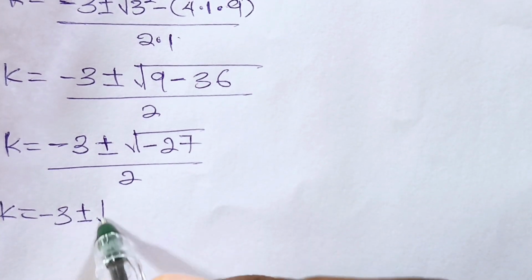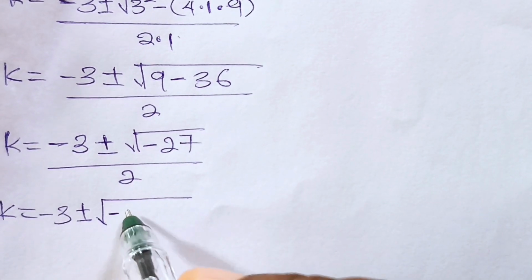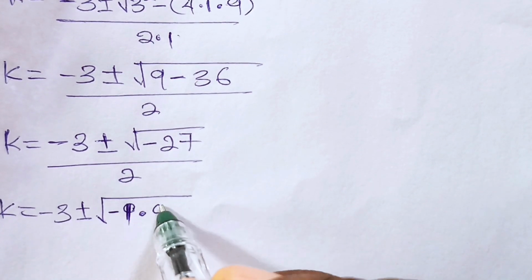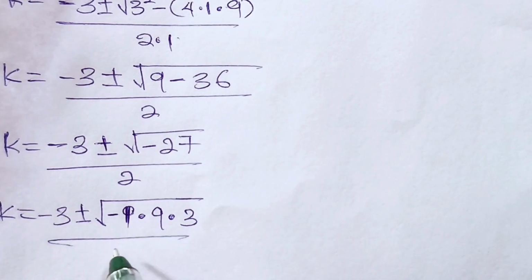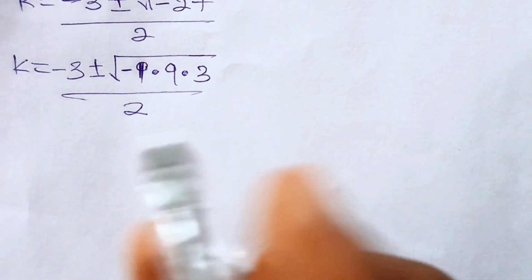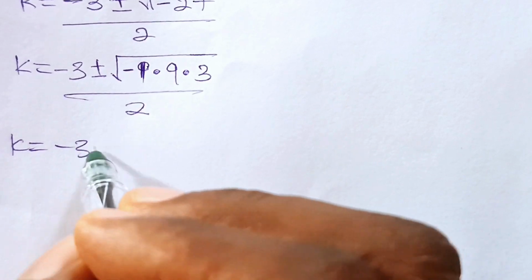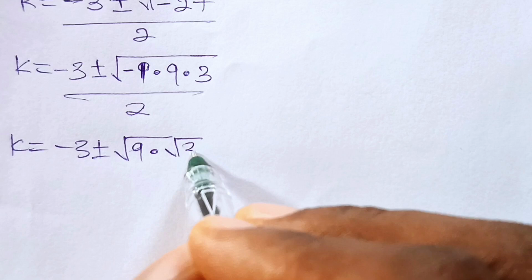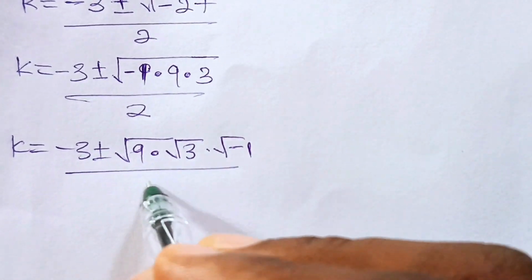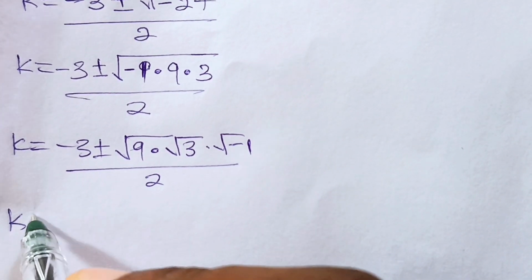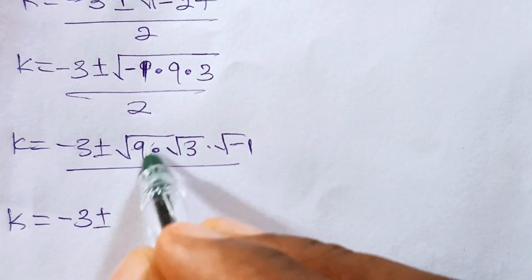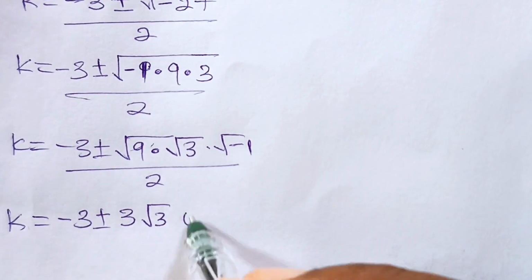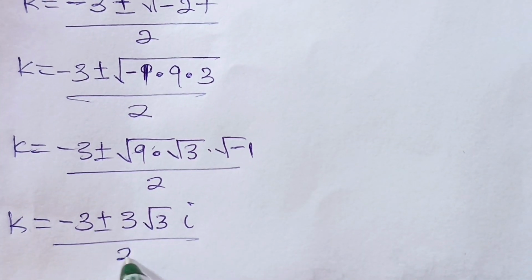plus or minus the square root of 27 can be expressed as minus 1 multiplied by 9 multiplied by 3, okay, divided by 2. So we have that k is equal to minus 3 plus or minus square root of 9 multiplied by square root of 3 multiplied by square root of minus 1 divided by 2. So we have k is equal to minus 3 plus or minus square root of 9 will give us 3, and we have root 3, all right, minus 1, that is i. Square root of minus 1 is i, divided by 2.